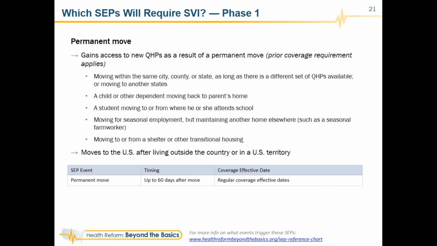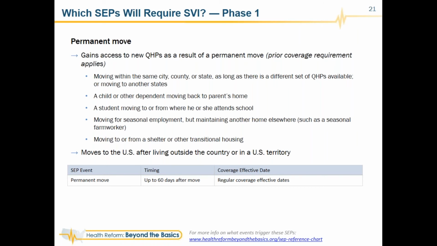The other category of SEPs that now require SVI is SEPs related to permanent moves. In general, to qualify for an SEP related to a move, you must have had insurance for at least 1 day in the last 60 days. Moves from outside of the U.S. don't require that people had prior coverage. When people attest to being eligible for an SEP related to a move, they have 60 days from the date of the move to select a plan, and regular coverage effective days apply.